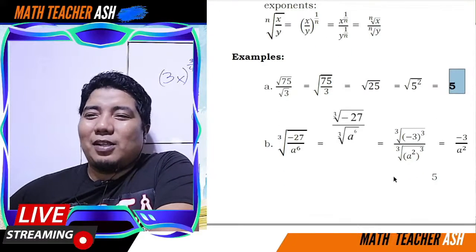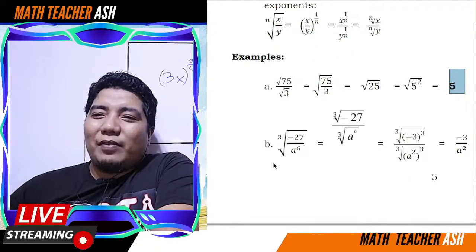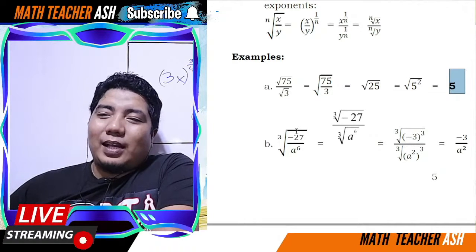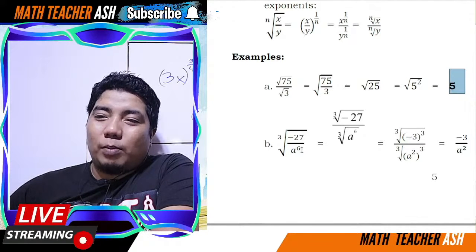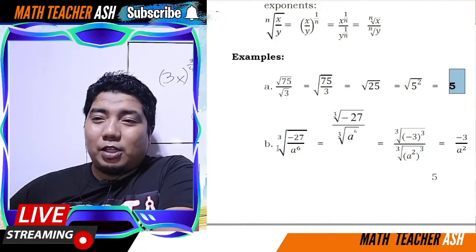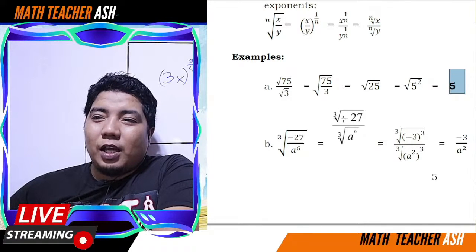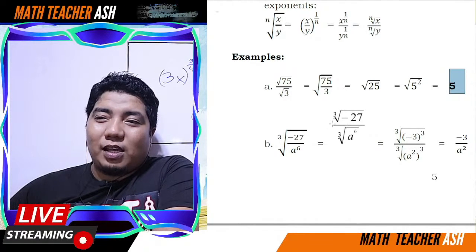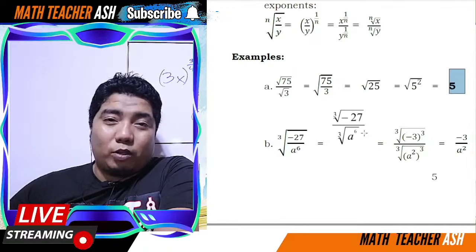Alright. So, how about this one? We have here the cube root of negative 27 over a to the power of 6. Of course, my dear math learners, pwede mong ihiwalayan siya. The cube root of negative 27 divided by the cube root of a to the 6.